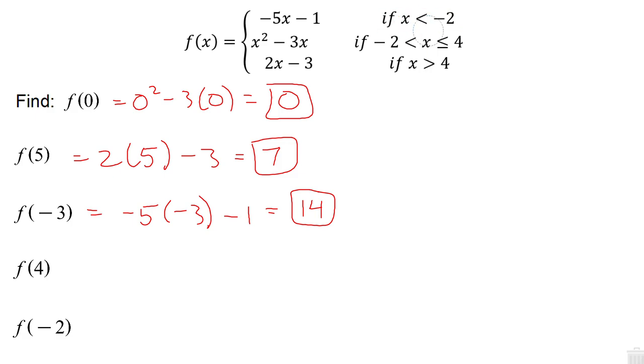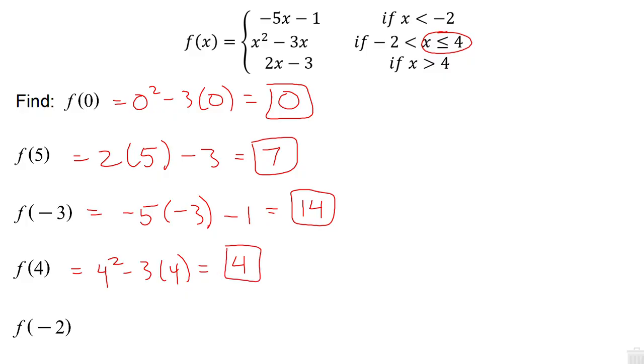When we do 4, we have to look at the piece that includes 4. So here, that's this piece when x is less than or equal to 4. So we'll plug 4 into x squared minus 3x. So 4 squared minus 3 times 4, or 16 minus 12, which is just 4.